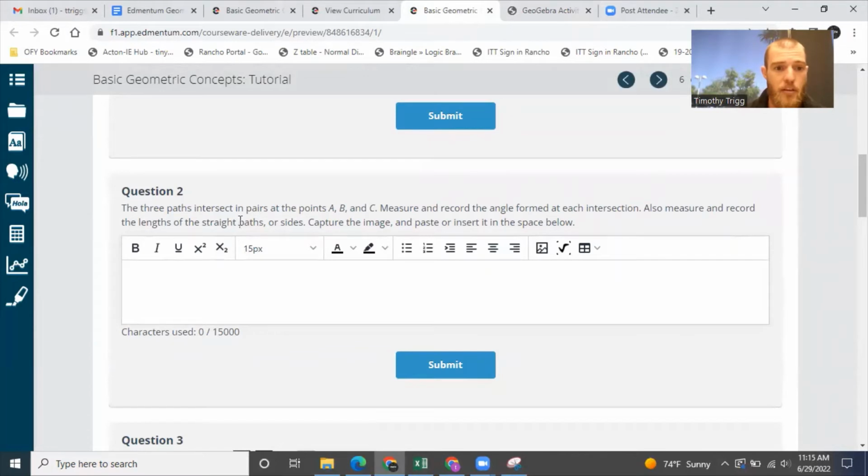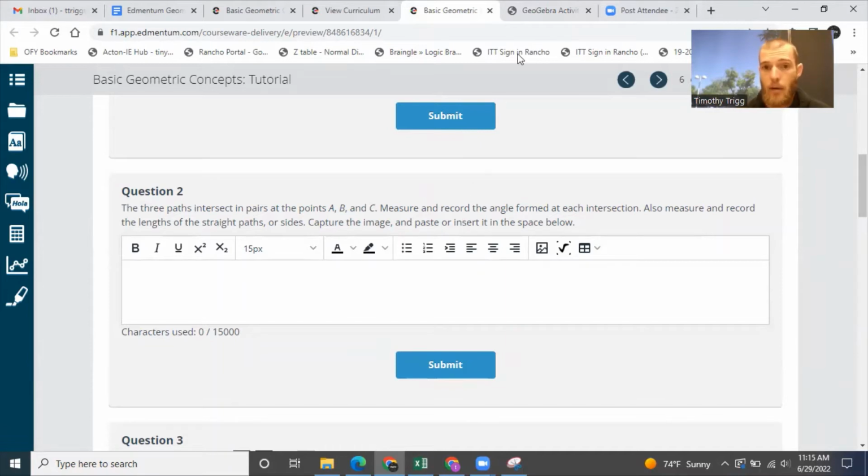All right, the three paths intersect in pairs at points A, B, and C. Measure and record the angle formed at each intersection. Also measure and record the lengths of the straight paths or sides. Capture the image and paste it or insert it below.